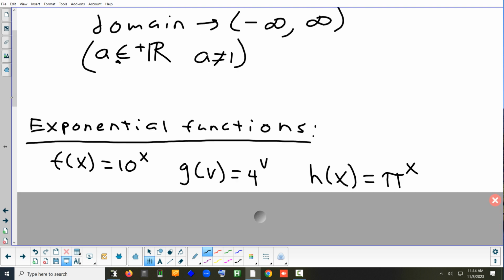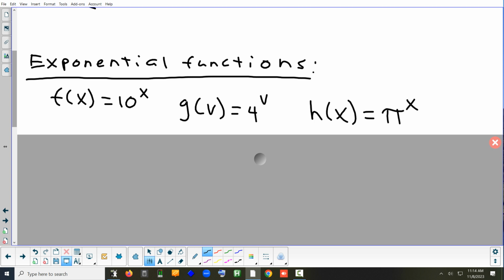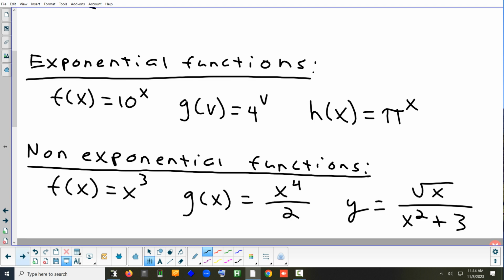So these are all examples of exponential functions. They all have bases that are positive and not 1. And they all have exponent variables in the exponent. These are all examples of things that are not exponential functions.